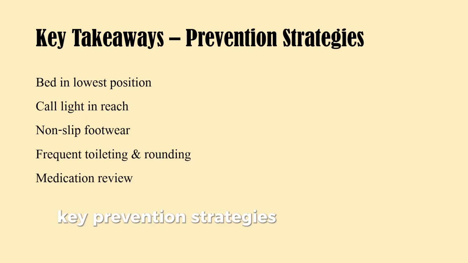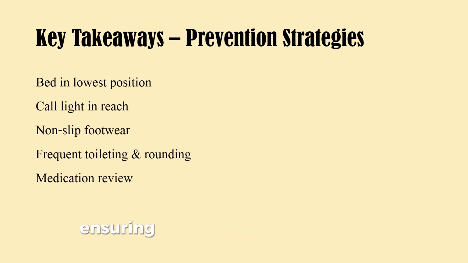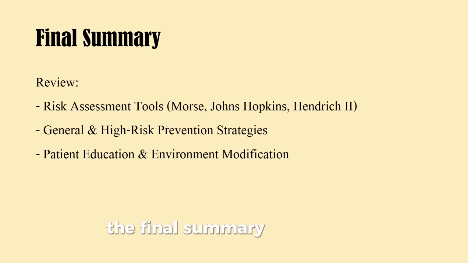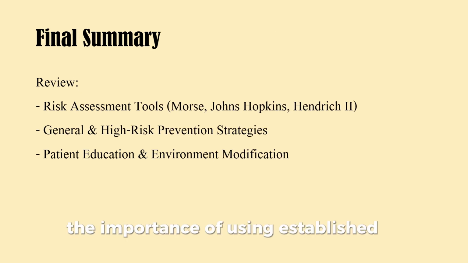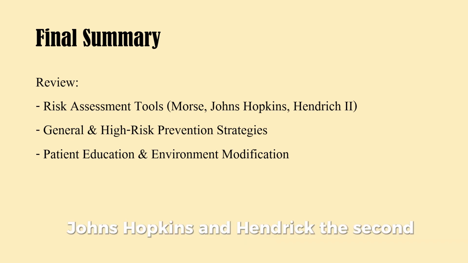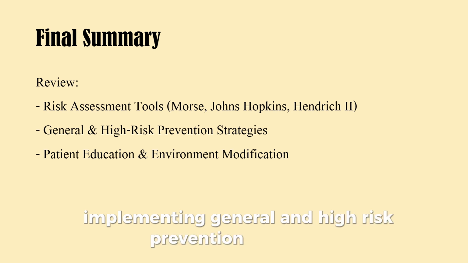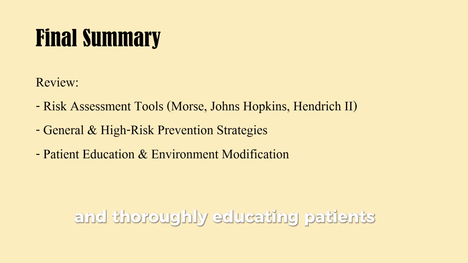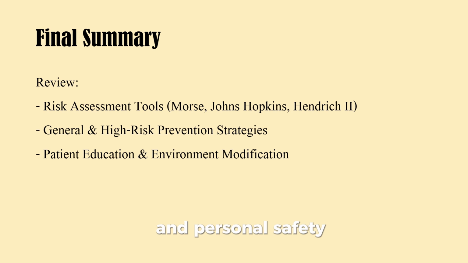Key prevention strategies include keeping the bed low, ensuring the call light is within reach, providing non-slip footwear, scheduling frequent toileting and rounding, and reviewing medications for drugs that might promote falls. The final summary underscores the importance of using established risk assessment tools, Morse, Johns Hopkins, and Hendrich II, implementing general and high risk prevention measures, and thoroughly educating patients on environmental and personal safety.